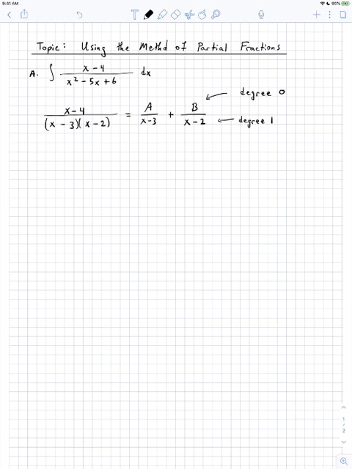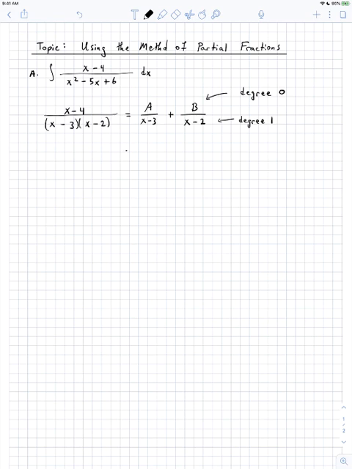Okay, now in order to complete this problem, we need to figure out what A and B are. Once you have A and B, it's actually fairly easy to integrate these. The first one, if you integrate the first one, it's going to be A times the natural logarithm of the absolute value of x minus 3. The second one will be B times the natural logarithm of the absolute value of x minus 2. So once you actually have A and B, the actual integration is pretty straightforward, unlike the thing that you start with, and that's the whole reason we're doing the method of partial fractions. So let's figure out what A and B are.